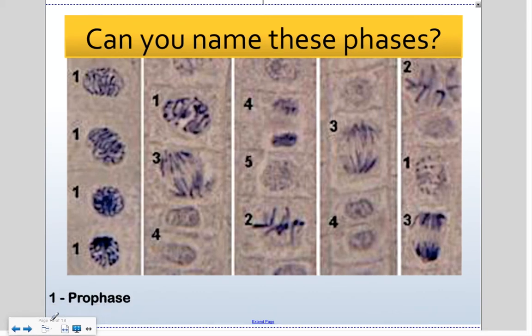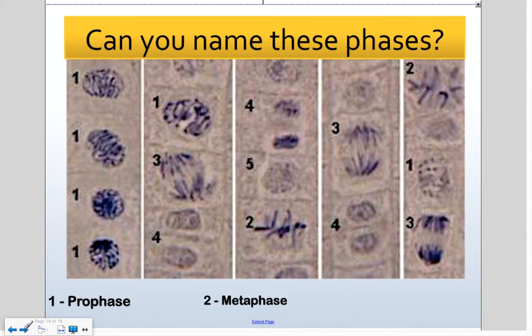So the number 1s, we can see that these are in prophase. That DNA has condensed. We can see it's a lot denser than maybe this cell right here. Number 2s, we have metaphase. Especially in this one right here, we can see that the chromosomes have lined up in the center of the cell.